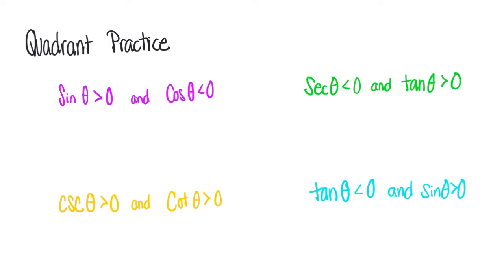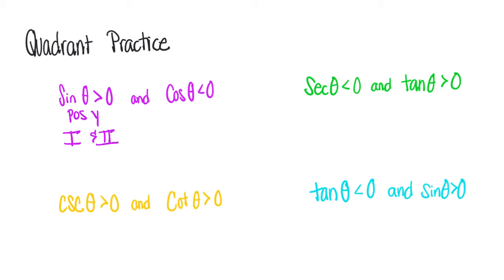When looking at what quadrant theta lies in, it's helpful if you have some relationship to 0 in regards to the trig functions. Let's take a look at the first example in purple. Sine of theta is greater than 0. Any number that is greater than 0 is positive, so therefore we're looking for a positive y value. Well, those happen to be in quadrants 1 and 2.